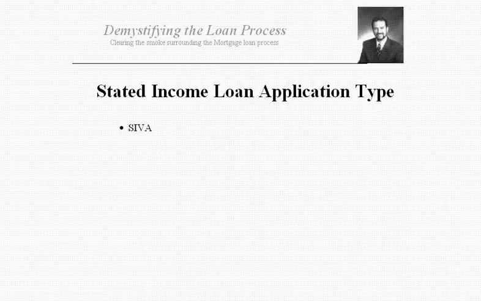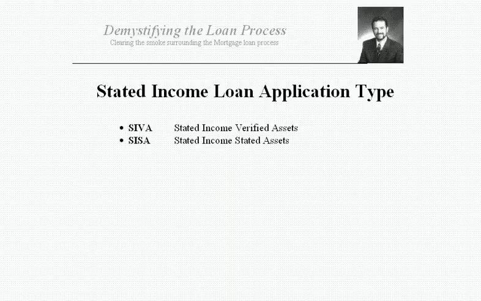Now, one of the first types is SIVA. There are two types, by the way. SIVA, which stands for Stated Income Verified Assets. And then the second one is SISA, and SISA stands for Stated Income Stated Assets. In both cases, they state the income. In the latter, they also state the asset type.